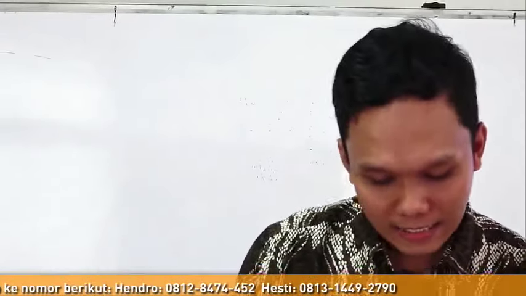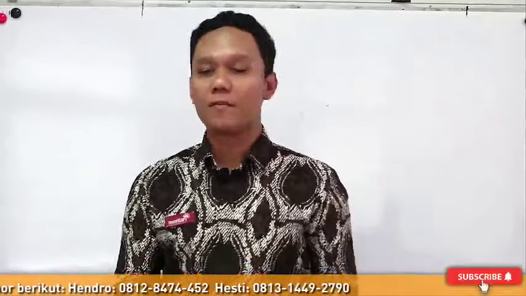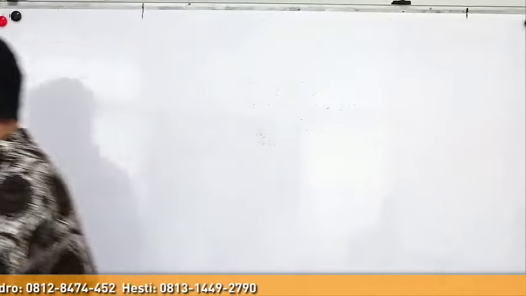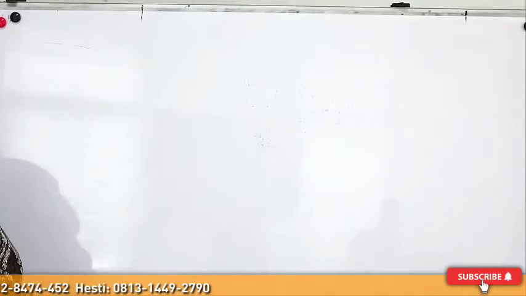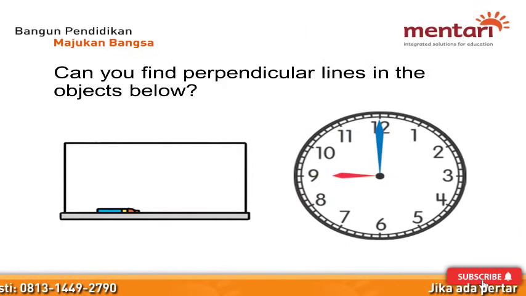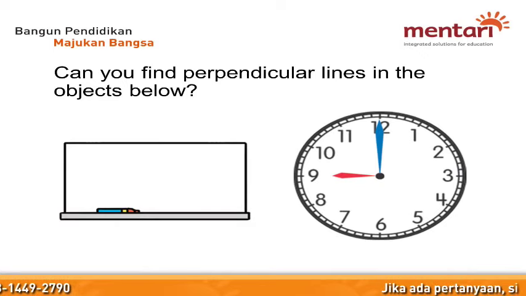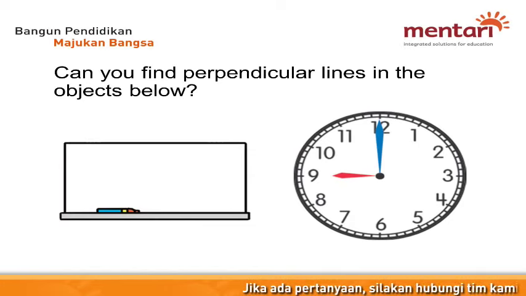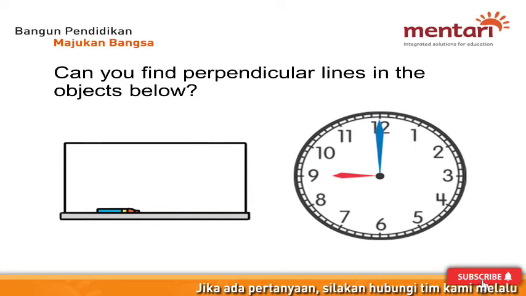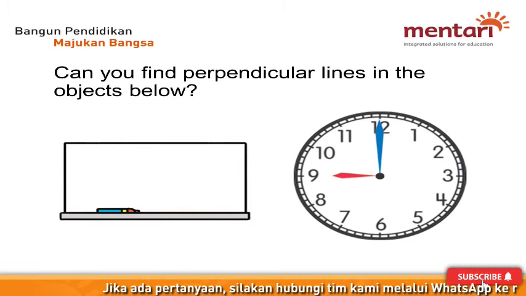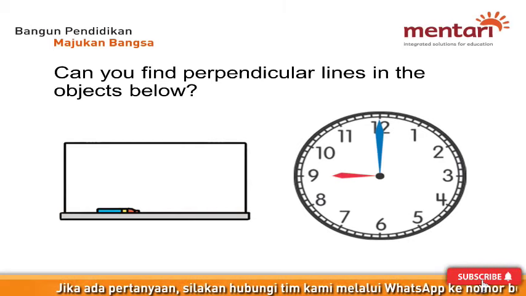Another example that you can see from this object: we can find perpendicular lines in real life objects. I have 2 objects for you. The first is a whiteboard, and the second is a clock. Can you find perpendicular lines in the objects below? Now let's think. I give you 30 seconds to think and spot the perpendicular lines.